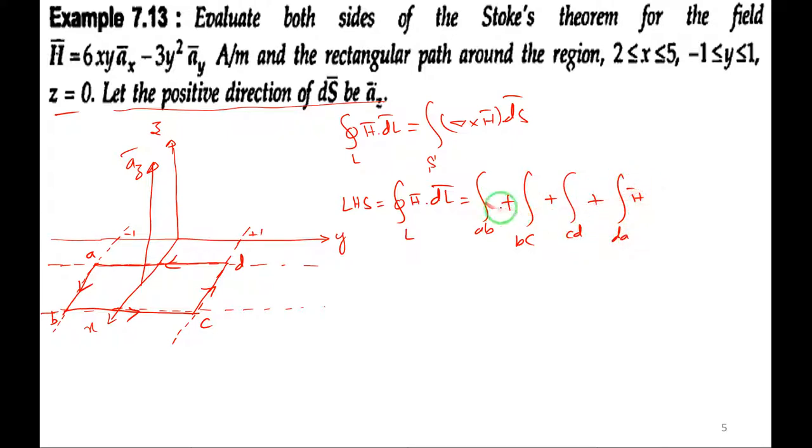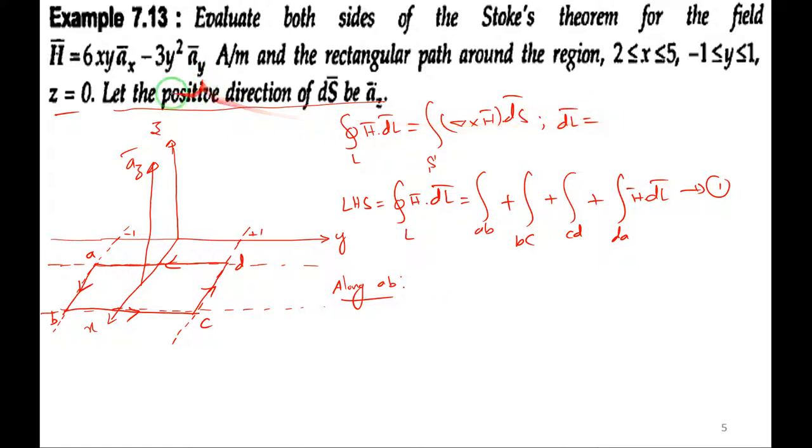I have to write h dot dl for all, but I have not written it here. So call this equation 1. We will take up the first path AB, along path AB. Let us see what things come into the picture, and what this dl vector is. The general dl vector I will write here.